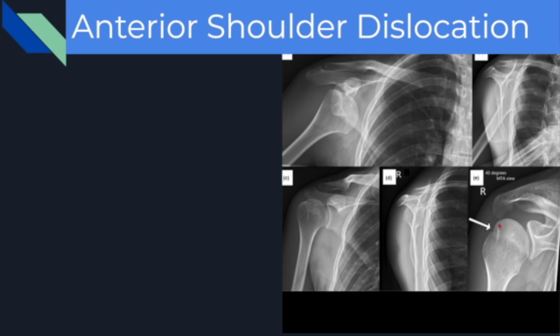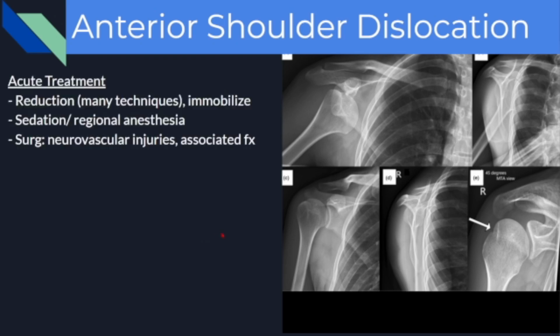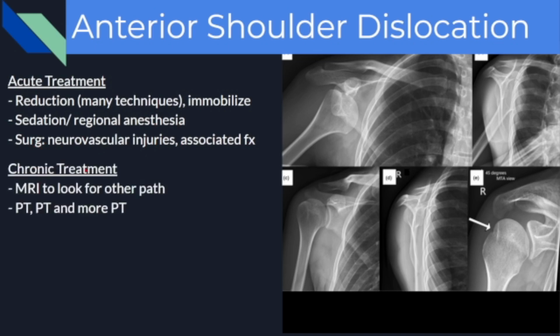And then what they're showing with this arrow is what's called the Hill-Sachs deformity, which is essentially a compression fracture of the humeral head where it has collided with the glenoid rim during the acute event. So in the ED, we're reducing these. There's a lot of ways to do that. We're immobilizing them to get them comfortable. We sedate them. We do nerve blocks. Sometimes they have to go to surgery if there's fractures or neurovascular injuries.